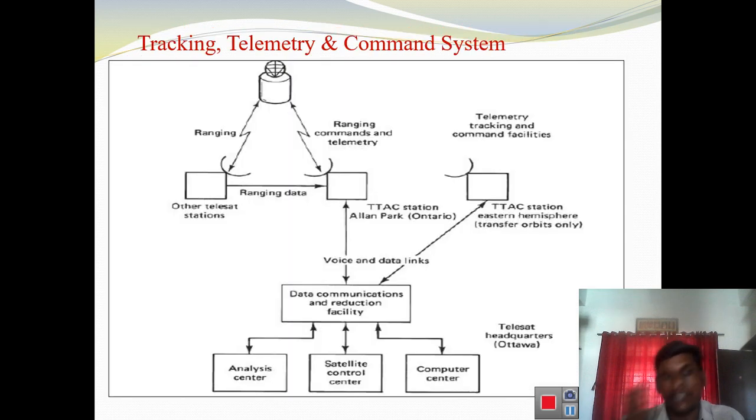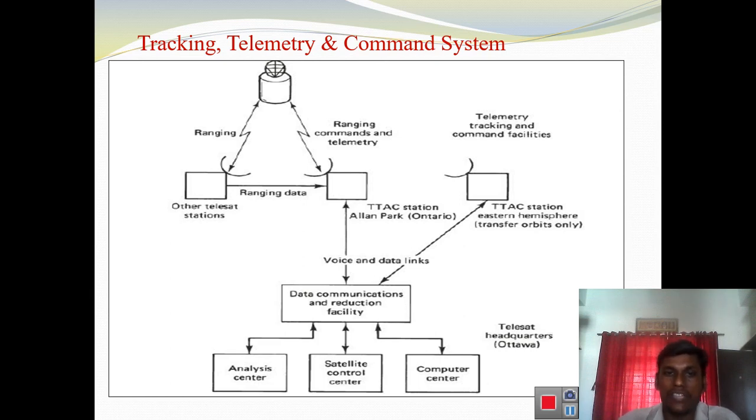Here we can see a satellite, and that satellite transmits a signal to the earth stations, called the Telesat stations. It is not mandatory that both earth stations receive the same kind of information from the satellite. One earth station may transmit command information to the satellite, while another earth station may receive or send telemetry information. Each earth station does not necessarily carry out the same set of functions.